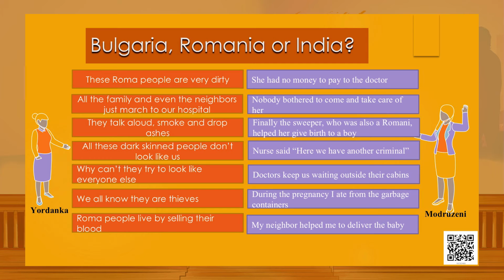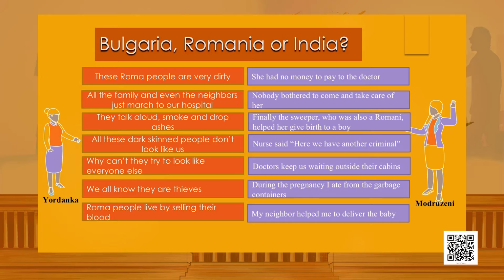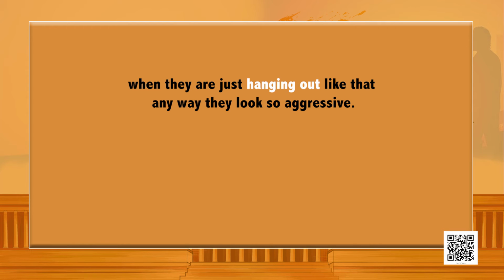Being a nurse, you can't refuse to look after some people, but these Roma people are very dirty. Even when something small happens to them, the entire family, all the family members and even the neighbors just march to our hospital. And once they are in the hospital, they don't know how to keep quiet. They talk aloud, smoke and drop ashes all over and spit on the wall. They have no patience and they just start pestering our doctors. Anyway, they are just hanging out like that and they look so aggressive.